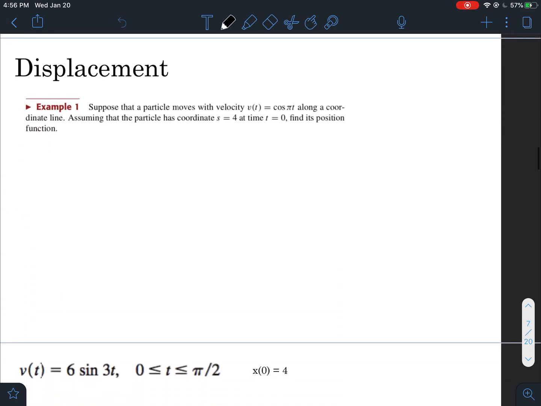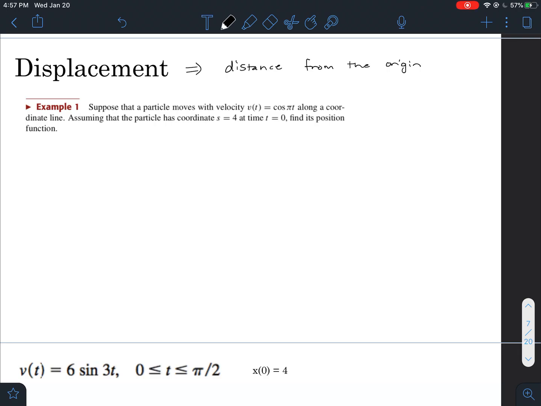So displacement is your distance from the origin. So it's how far you are from the origin after you start. That is your displacement. So displacement can be negative or positive.